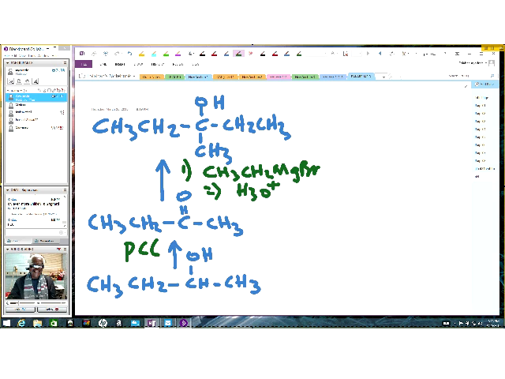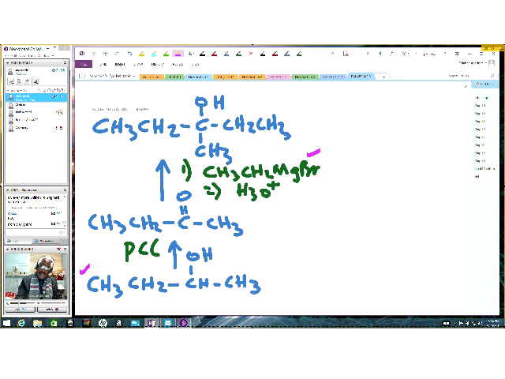Now, the next question is, how do you make this secondary alcohol? That is the next question. How do we make this secondary alcohol? Can anybody tell me? From a Grignard. Excellent. We make it from a Grignard. We've already got this Grignard here, so we could use that Grignard with, say, an aldehyde. A Grignard with an aldehyde will give you a secondary alcohol. You need to know that.